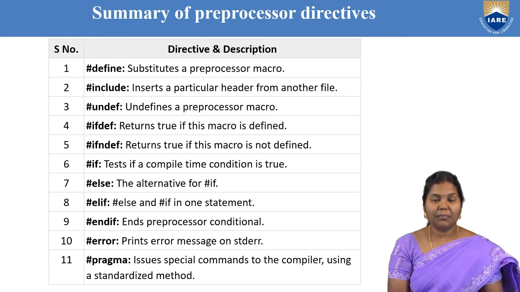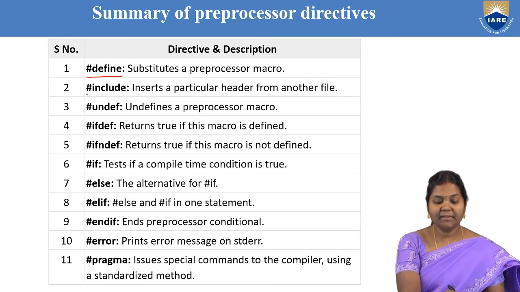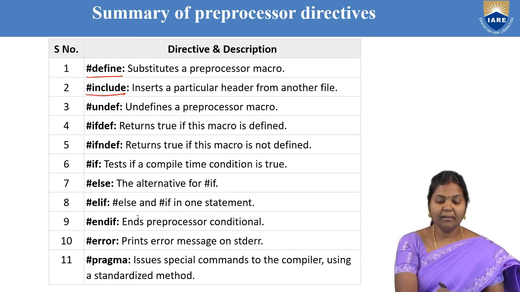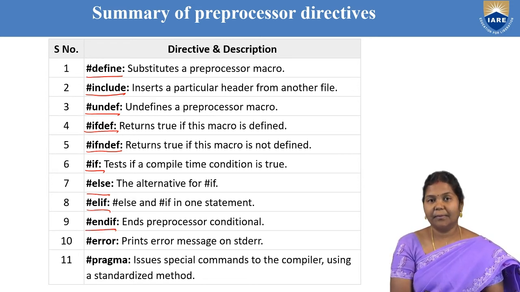Now let us talk about the summary of the preprocessor directives. We have learned about the hash define directive, which will define a macro. Then the hash include directive, where you can include a header file or any other program file. Then hash undef is to undefine a macro. Then hash ifdef and hash ifndef: whenever a macro is defined, this will be true, otherwise it will be false. Similarly, if you want to select some clause, you can write hash if, hash else, hash elif, and hash endif.